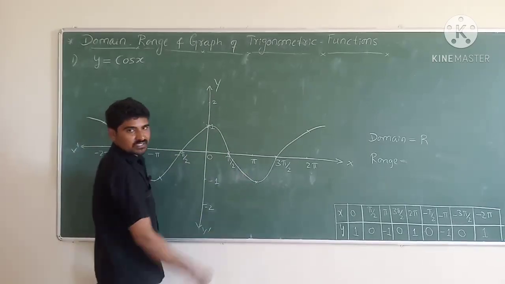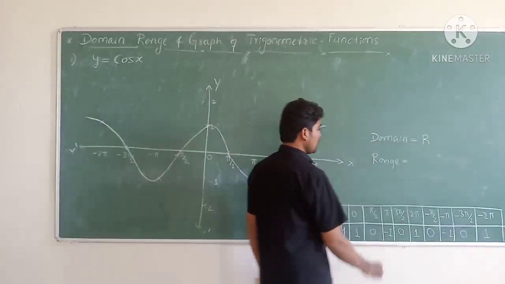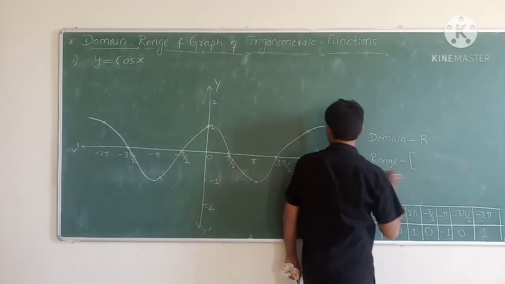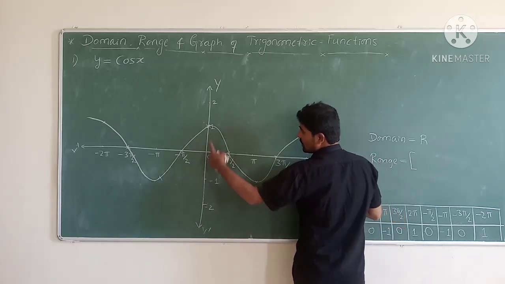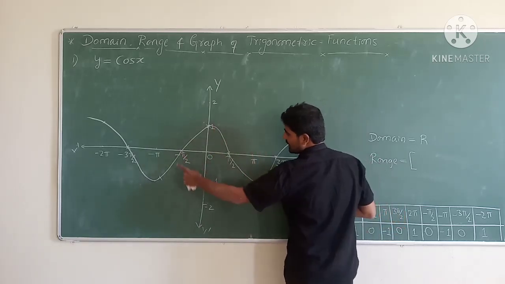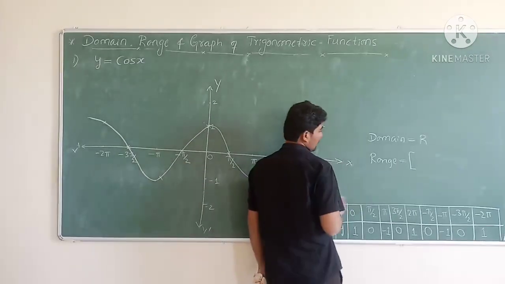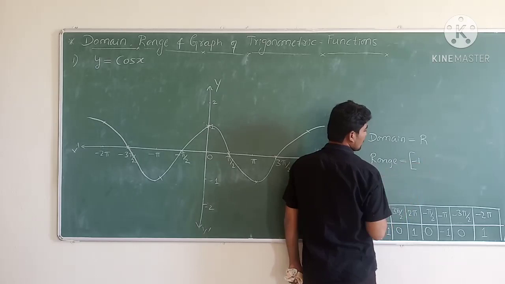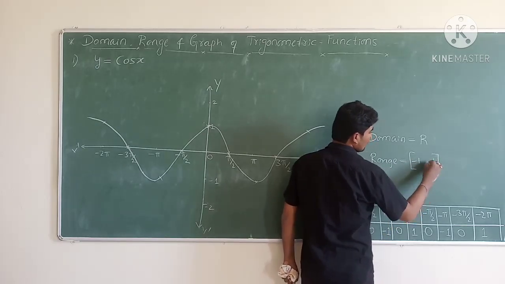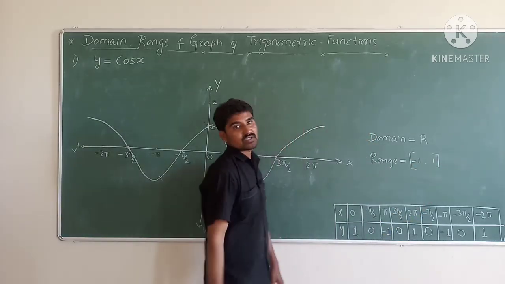This is a continuous function. Therefore, the range of the function y equals cos x is a closed interval. When x is equal to 0, the y value is 1. When x is equal to minus pi, the value of y is minus 1. Therefore, the closed interval from minus 1 to 1 is the range of the function y equals cos x.